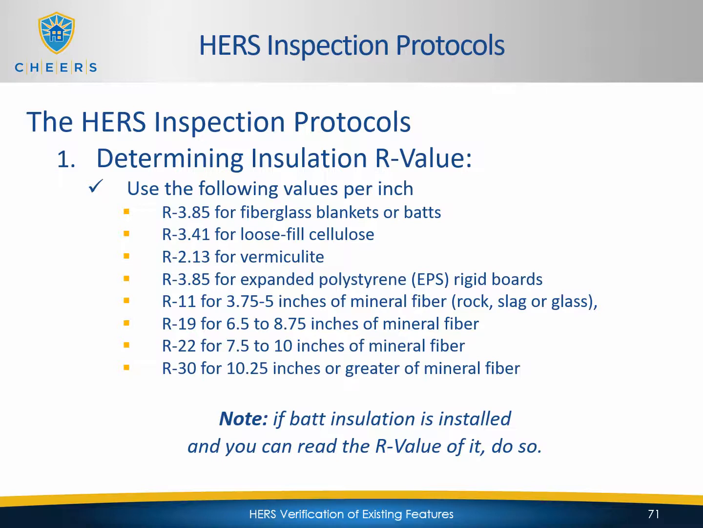If for some reason you cannot find any specific values, then you can use these values based on the type of insulation that's being installed, whether it's fiberglass, loose fill, vermiculite, whatever it may be. So just apply this R value per inch based on the material that you're seeing being installed. And again, if the batt insulation is installed that you can read the R value straight off of it, you can do that as well.